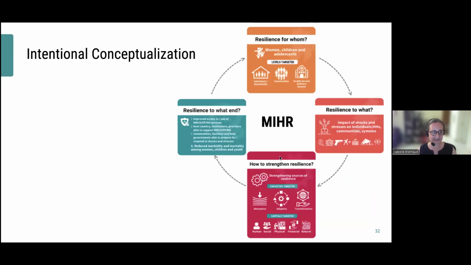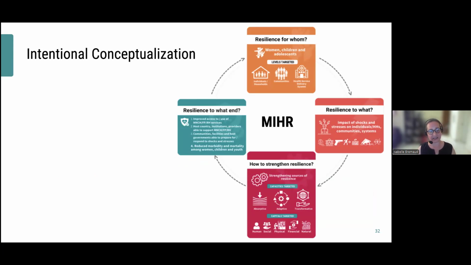Next slide. So when we're talking about operationalization now and using these definitions, we need to really think through an intentional conceptualization of our programs and projects. And we need to be able to answer those four main questions to really justify our contribution to resilience strengthening.